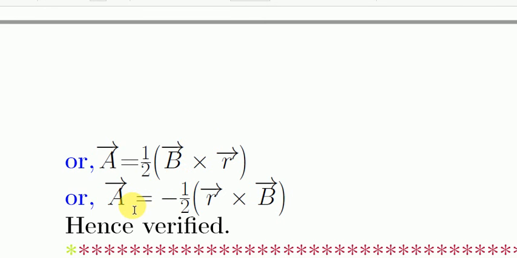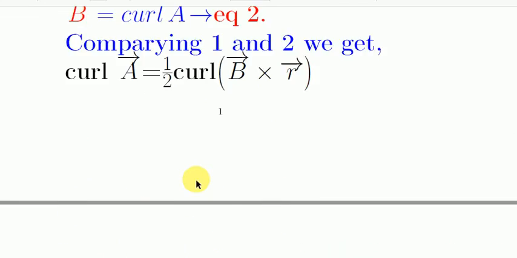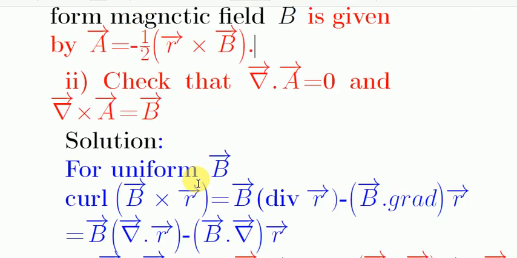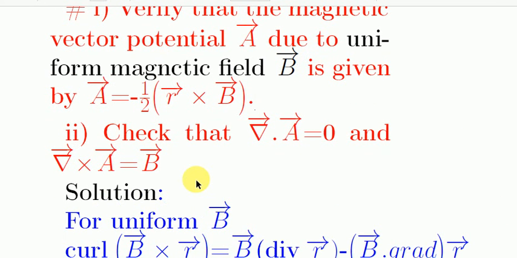Or A equals minus half times R cross B, because we know that A cross B equals minus B cross A, and here B cross R equals minus R cross B. So we can write A equals minus half times R cross B, hence verified. So this was the first part of this problem, and let us see the second part.